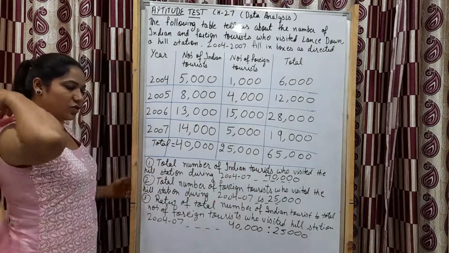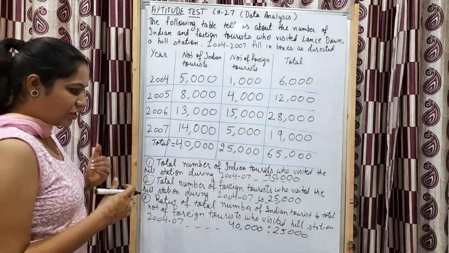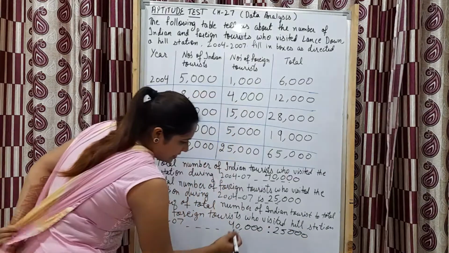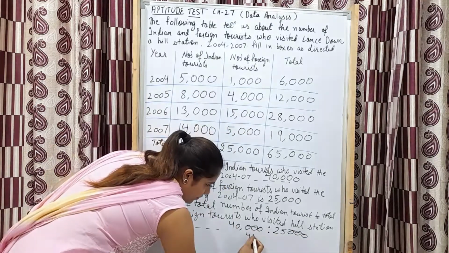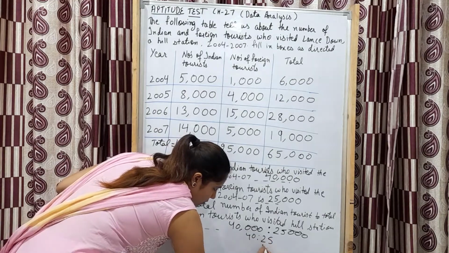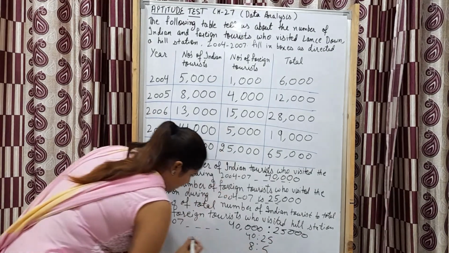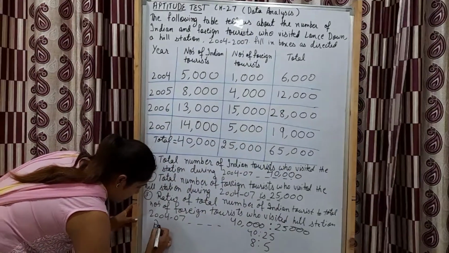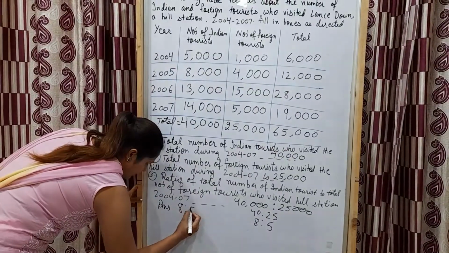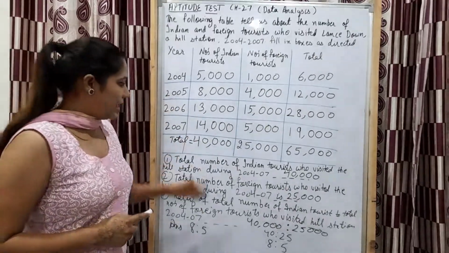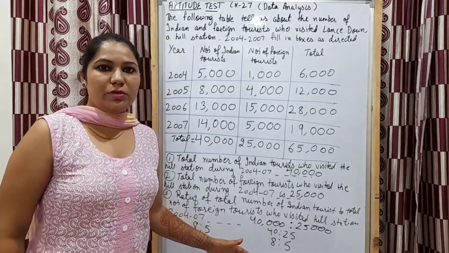When we find a ratio, you can write it as a fraction. These 3 zeros will be cancelled out. What is left? 40 or 25? Now on the table of 5, the answer will come out to be 8 ratio 5. So the third answer is 8 ratio 5. These are the 3 questions I have done. The rest 2 you will do yourself.